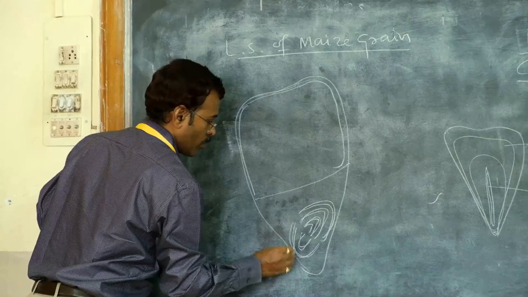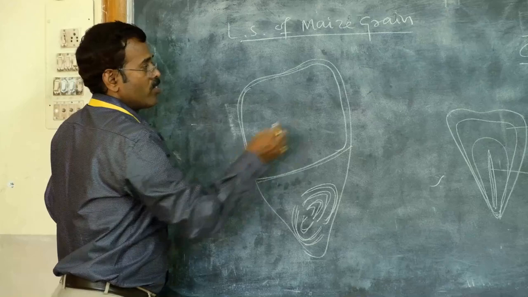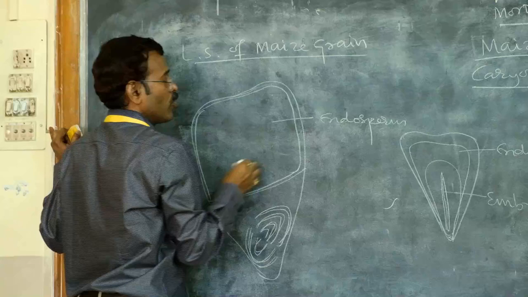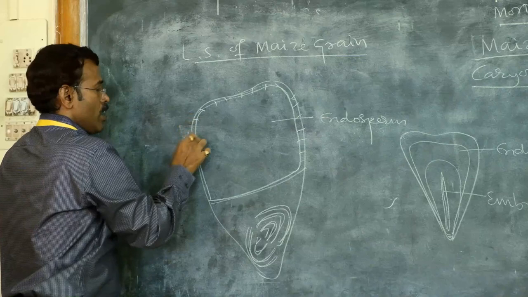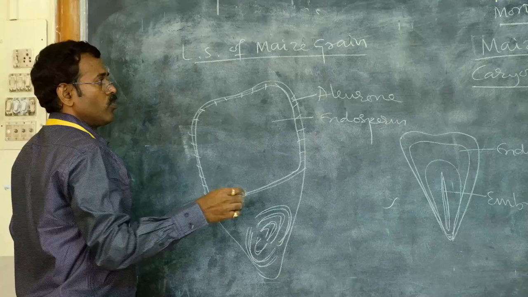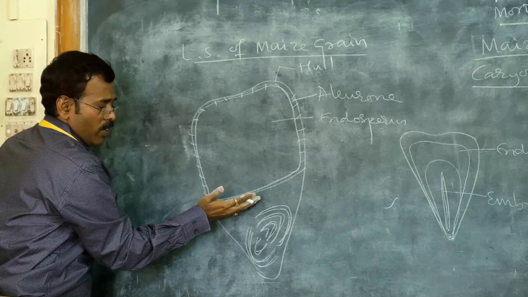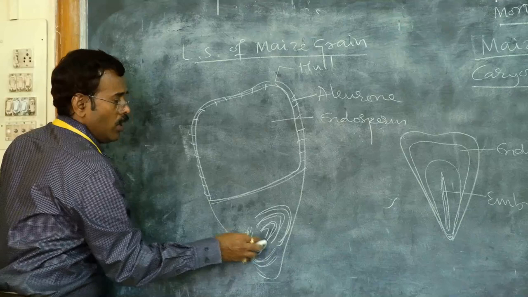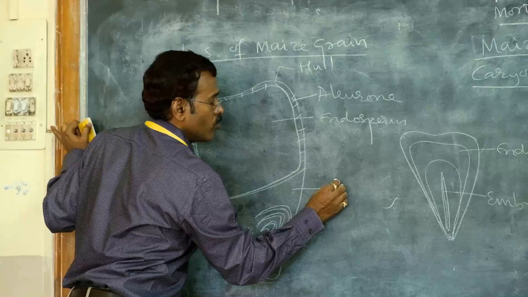The major portion of the maize grain is occupied by endosperm. Two-thirds of the maize grain is occupied by endosperm. It is surrounded by a yellowish protein layer, a triploid layer. This yellowish protein layer is known as aleurone layer. In this maize grain, the fruit wall, that is pericarp, is fused with the seed coat. Embryo is present towards one side in the grain. This embryo is comparatively small, and this is the single large shield-shaped part, which we call scutellum.